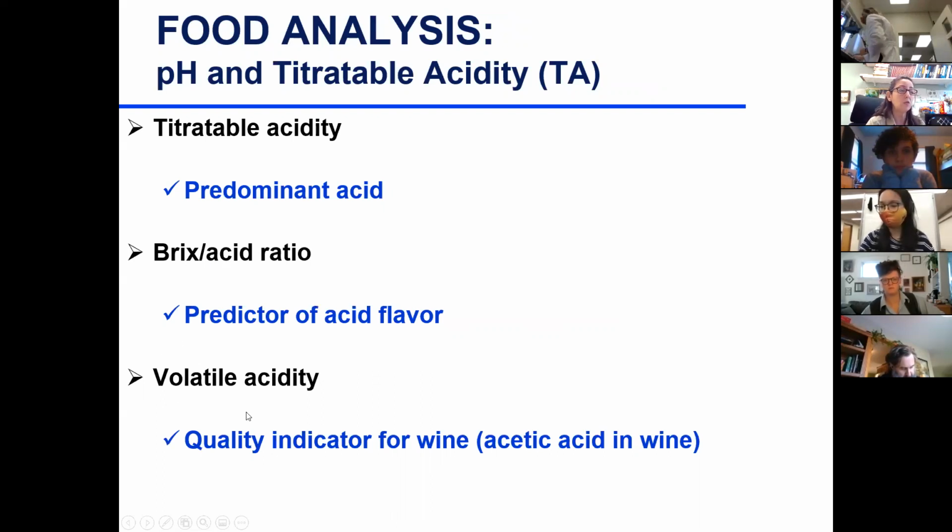And sometimes we need to know the volatile acidity. So let's say if we have wine, we don't want acetic acid to be in wine. A high amount of acetic acid means lower quality for wine. Acetic acid is volatile, so you can measure the acidity of the wine before you boil off acetic acid and after you boil it off. Then you can get the difference to determine acetic acid concentration.